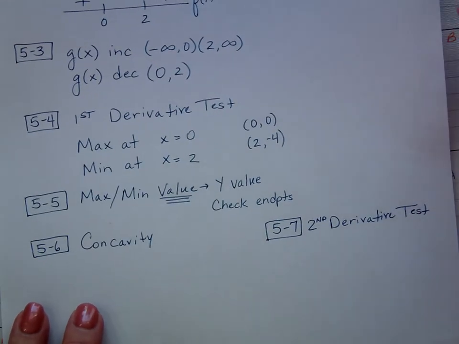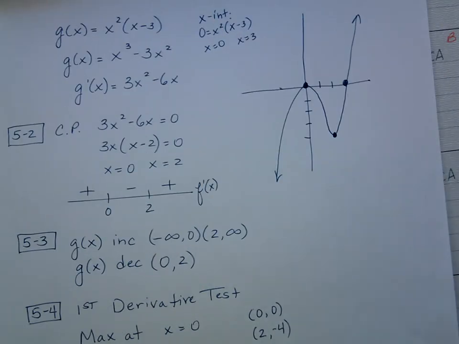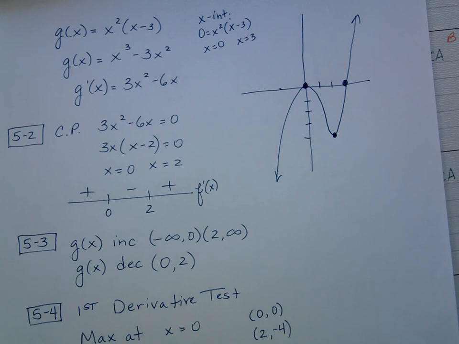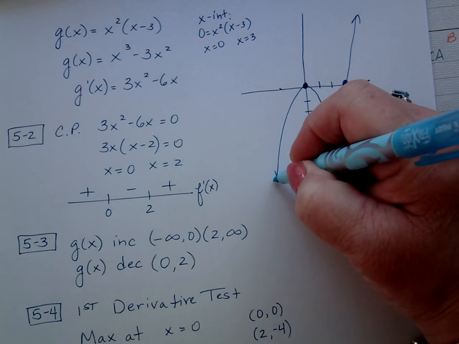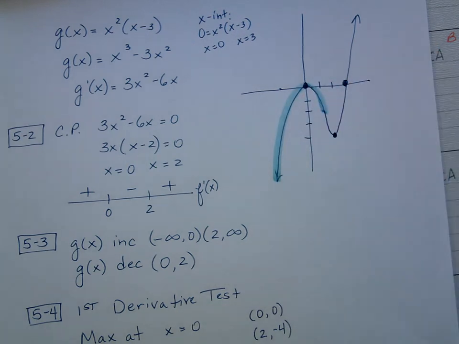But let's go to this thing called concavity. If I go back to my picture up here, concavity is where it changes from a happy face to a sad face, or a sad face to a happy face. In other words, all the way till about here, that would be an area that's concave down.